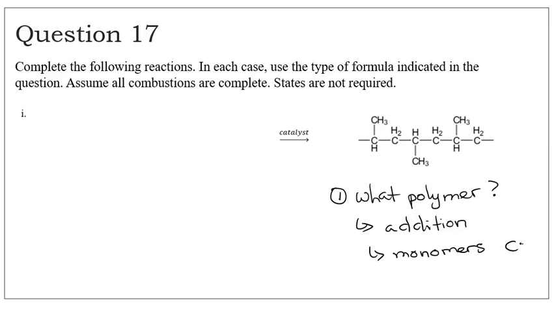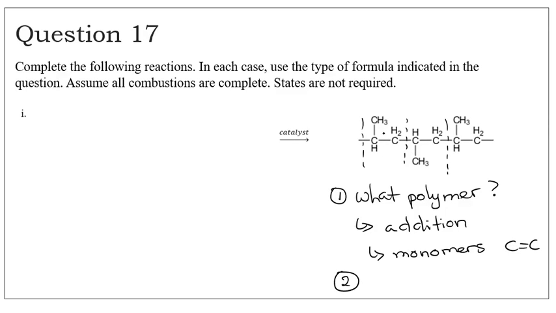Now, if it is an addition polymer, it means that the monomer must contain a carbon-carbon double bond. So if you draw the monomers and they don't have a carbon-carbon double bond, you've done something wrong. The other thing is, if you have an addition polymer, you want to break the polymer every 2 carbons, because that's potentially where the double bond is going to be added back. And you want to see how many types of monomers you can have.